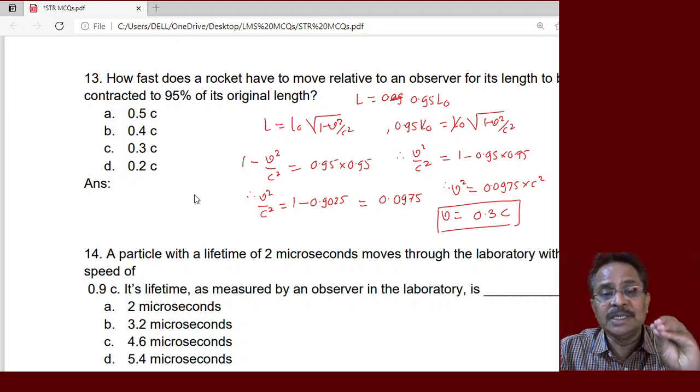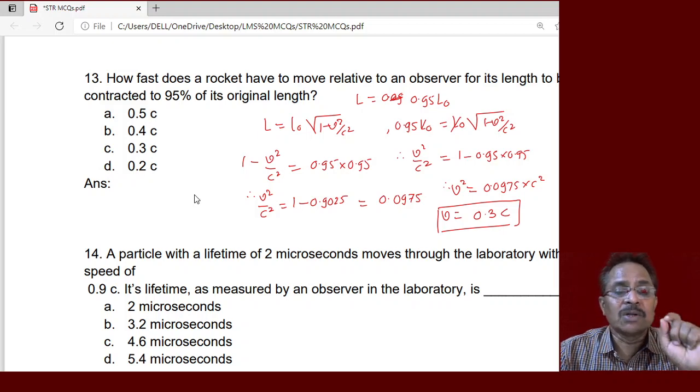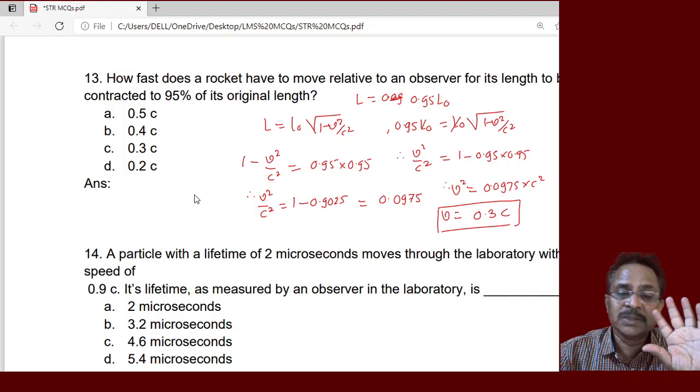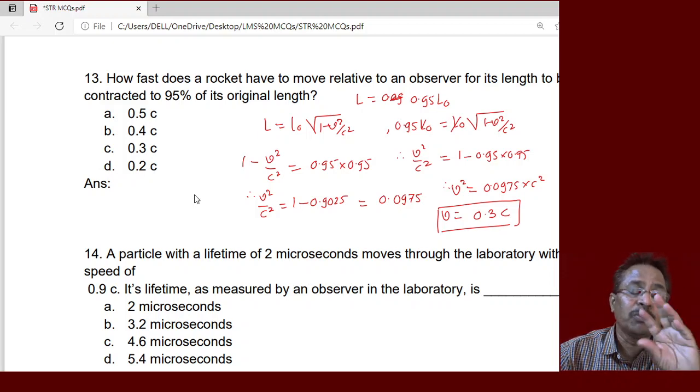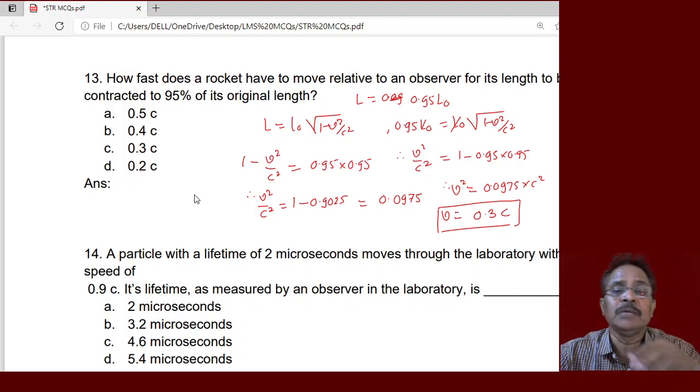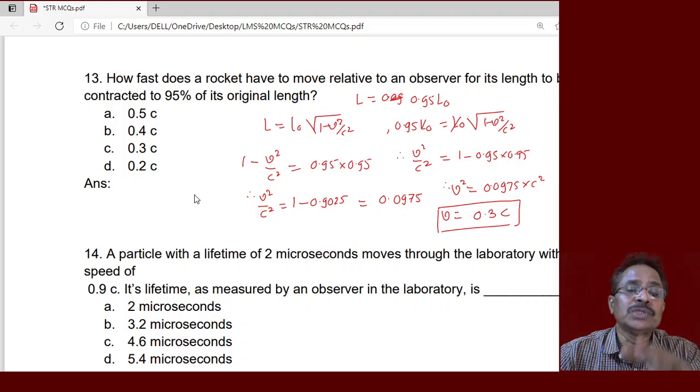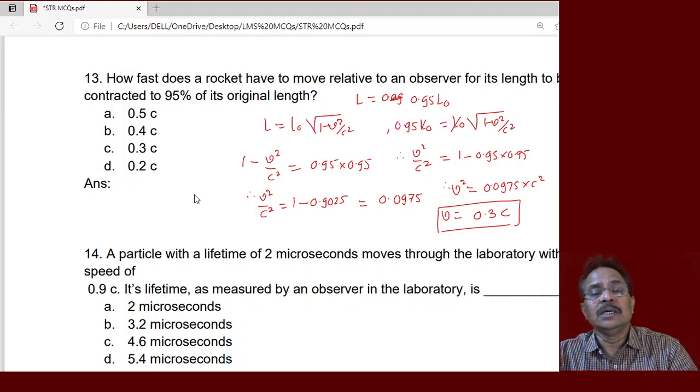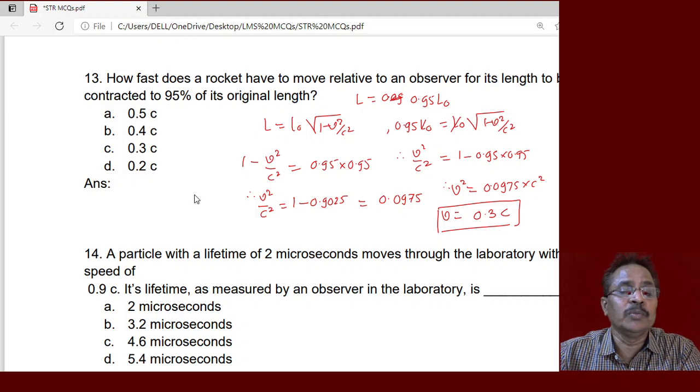That is, a 5% decrease will be observed when this rocket moves with a velocity of 0.3 c. So again, it is the same problem, length contraction. This type of problem can be asked in a variety of ways: either the percentage length change can be given, the actual length change can be given, or the velocity can be given. So you just have to use these formulas and get the expressions for the answers, as shown here.